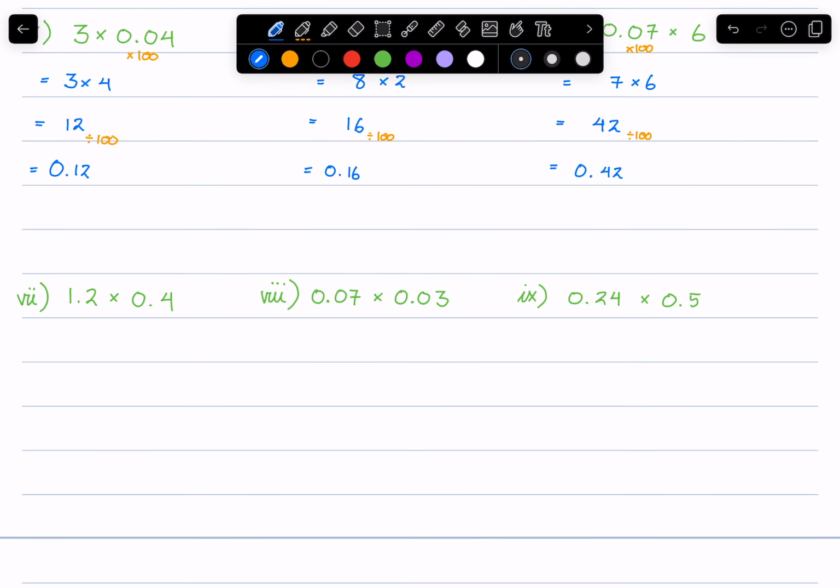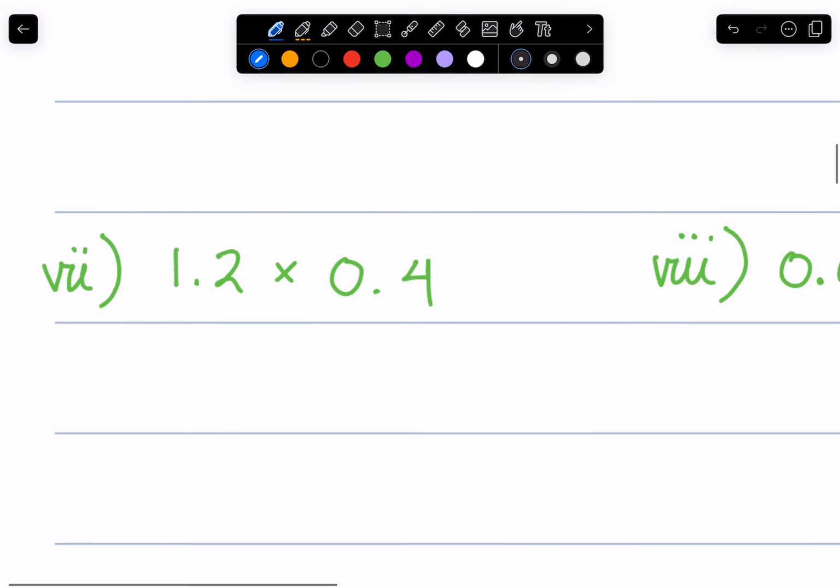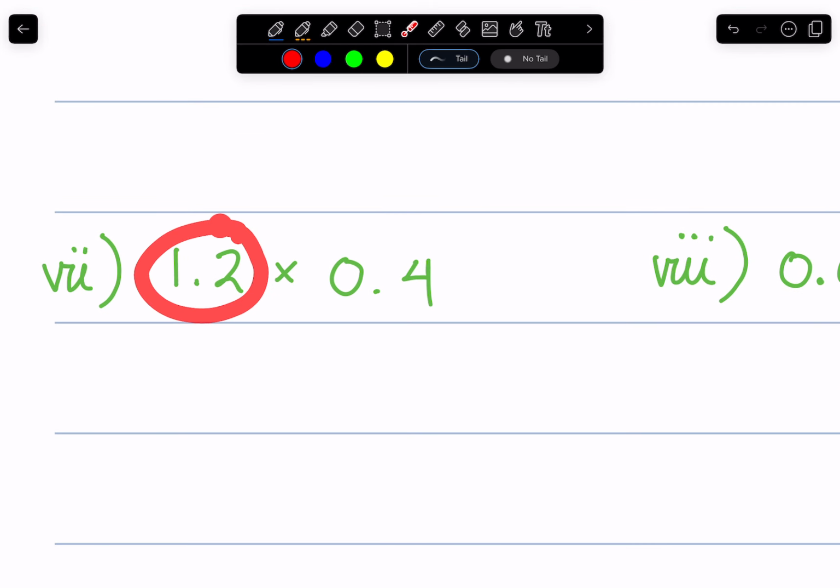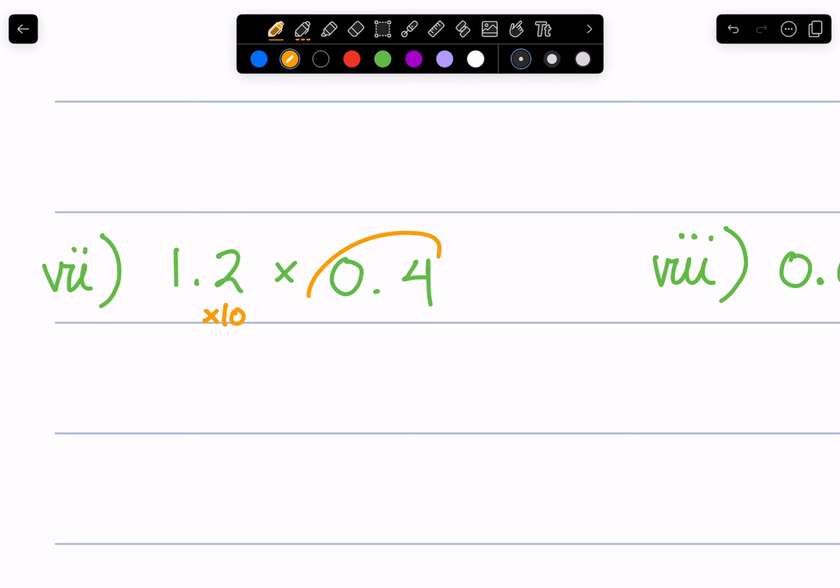Alright, so as you can see with these ones, both numbers now need to be made into whole numbers. So for this one, we need to multiply by 10. And this one, we also need to multiply by 10. Now, in total, 10 times 10, we have multiplied by 100. Okay, so we would need to reverse this in total.